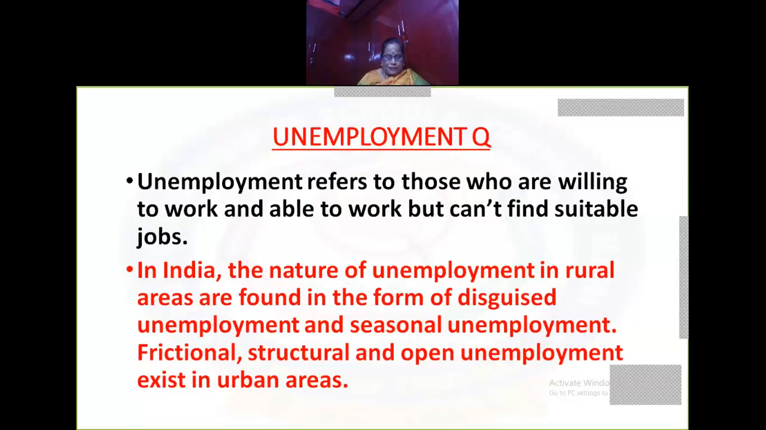In India, frictional, structural, and open unemployment exists in urban areas due to urbanization. A large number of people move from rural areas to urban areas. This migration from rural to urban areas increases the size of the labor force in urban areas and adds to the already unemployed labor force. In short, in India, the nature of unemployment in rural areas is found in the form of disguised unemployment and seasonal unemployment. Frictional, structural, and open unemployment exists in urban areas.